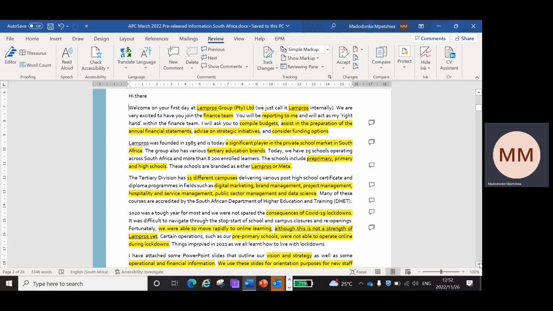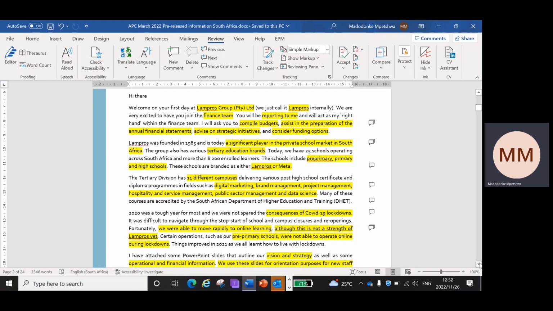Right, it was difficult to navigate through the stop-start of school and campus closures and reopenings. Fortunately, we were able to move rapidly to online learning, although this is not a strength of Limpros yet. Certain operations, such as our pre-primary schools, were not able to operate online during lockdowns. Things improved in 2021 as we all learned how to live with lockdowns. So I'm going to stop there.